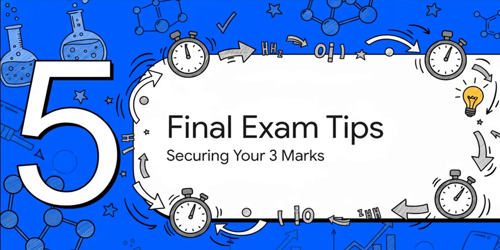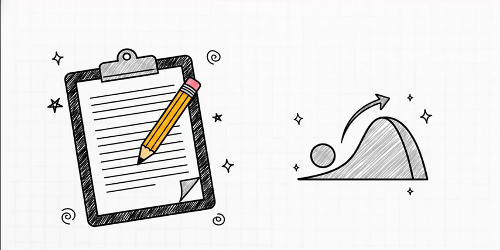And finally, Section 5, Final Exam Tips, securing your 3 marks. Here is my absolute warning to you before we wrap up. A 3-mark numerical from chemical kinetics is virtually guaranteed on your board exams. It's inescapable. You simply cannot just read the theory and hope for the best. You must put pen to paper and actually practice the math.